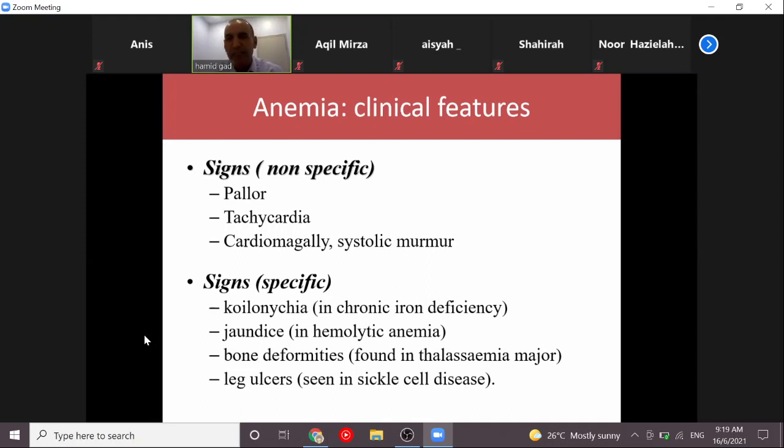Non-specific means it can be seen in any conditions, not only in anemia. Because of low hemoglobin, the patient might look paler, especially in the conjunctiva. As we said, because of hyperdynamic circulation, the patient will have tachycardia, increased heart rate if you measure the pulse. Because the heart is pumping faster, it might undergo hypertrophy. So the patient might develop cardiomegaly and even heart failure later on.